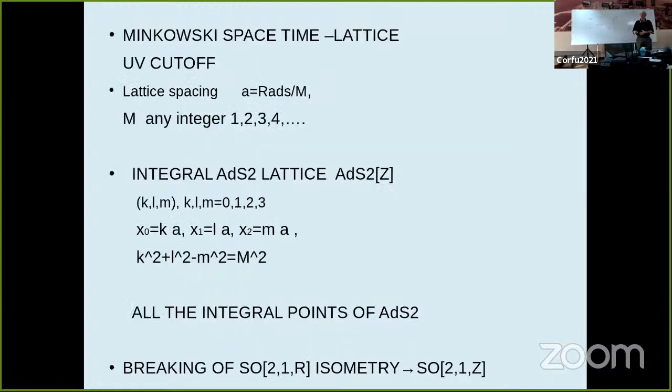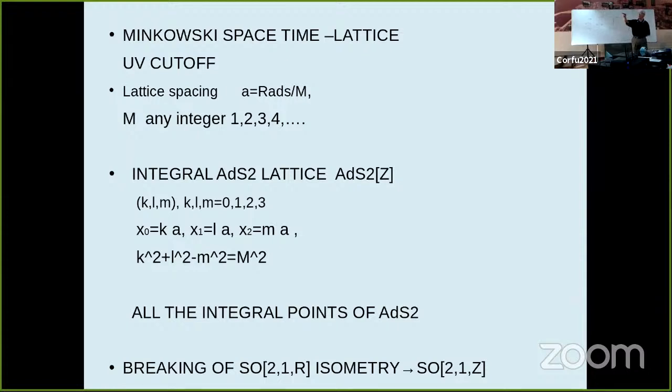Now, how do we do the discretization? We start with the embedding Minkowski space-time, which for AdS2 is 2+1 dimensional. And we use a cubic space-time lattice with lattice spacing a, by taking the physical radius of AdS and dividing by an integer m, whatever integer you like. So if you want a very small lattice spacing, you must take m very large. Then the embedding equation of AdS2, of course, is x0 squared plus x1 squared, which are the two times of the Minkowski space-time, minus x2 squared equals r squared, which is the radius squared.